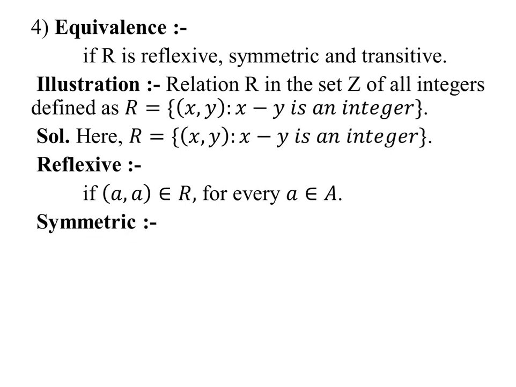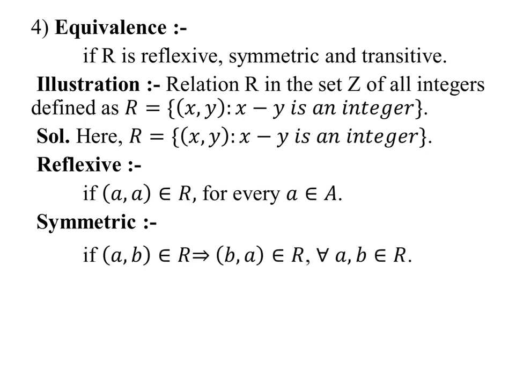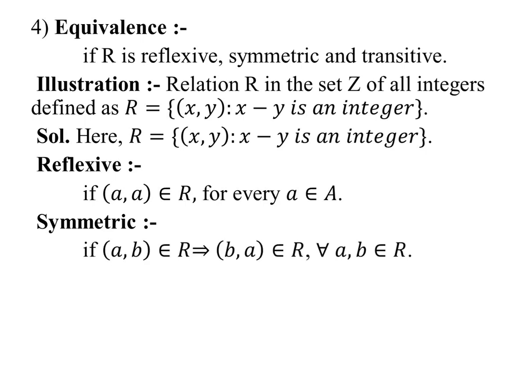Next, symmetric. A symmetric relation means if (a, b) belongs to R, then (b, a) belongs to R. So x minus y is an integer. Then x minus y equals minus of (y minus x), taking the minus common. x minus y is an integer, so then minus of (y minus x) is always an integer. So R is a symmetric relation.